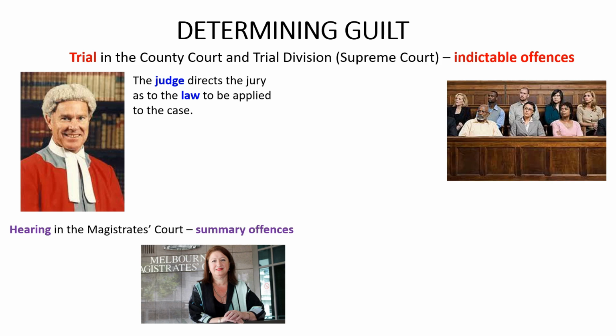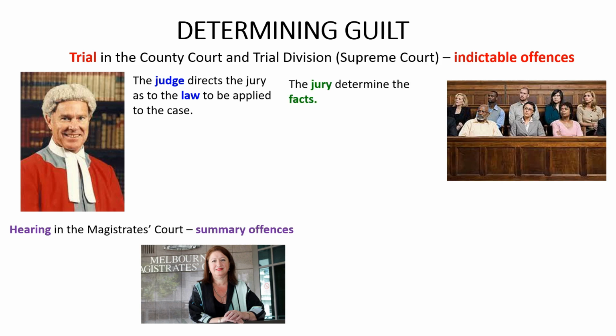So, for example, in a murder case, the judge must direct the jury that before they can find the accused to be guilty of murder, they must be satisfied beyond reasonable doubt that firstly, the accused actually killed the victim, that is, that the accused committed the actus reus, and secondly, that when the accused killed the victim, the accused had a mens rea necessary for murder, such as that the accused intended to kill or cause really serious injury to the victim.